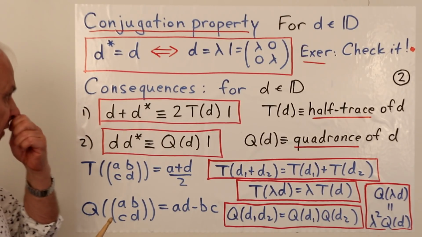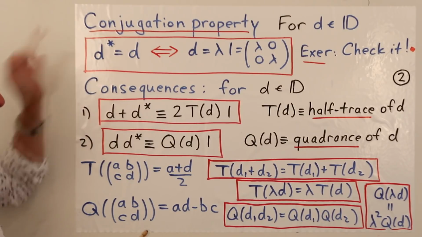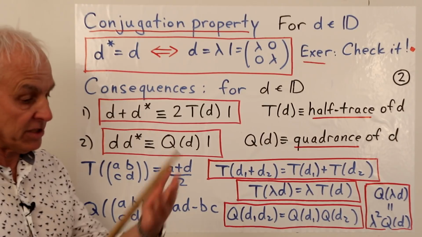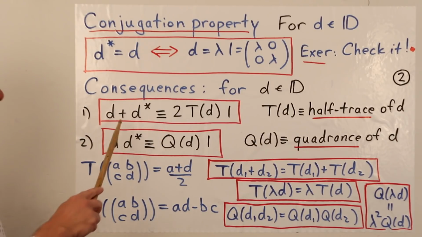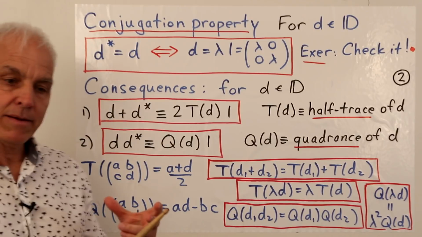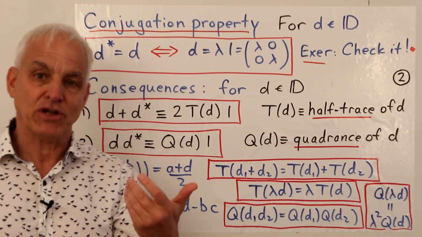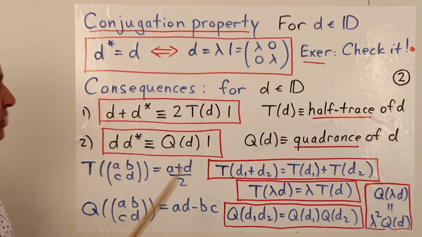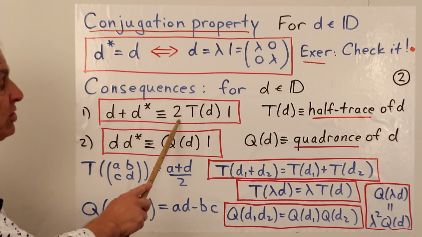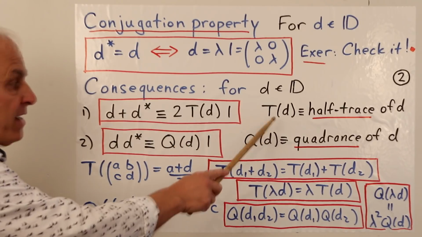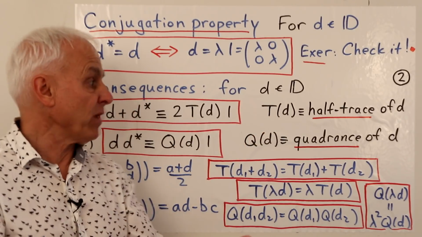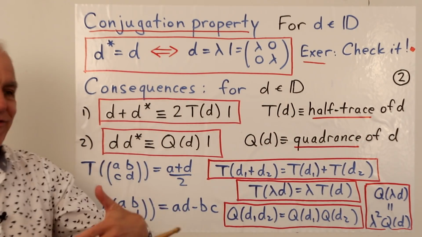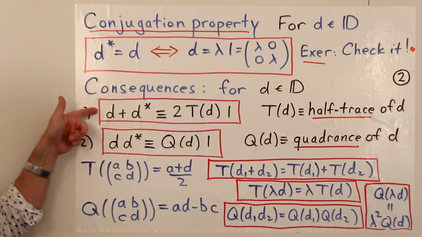So this has a number of interesting consequences that just follow from the conjugation property. If you look at D plus D star, for D an arbitrary dihedron, this thing will be invariant under the conjugation. And so necessarily it has to be a multiple of the identity. And so we'll write that multiple as 2 times T of D. And that brings into being this half trace. T of D is then the half trace of D. So that's a way of getting at the half trace from the conjugation.